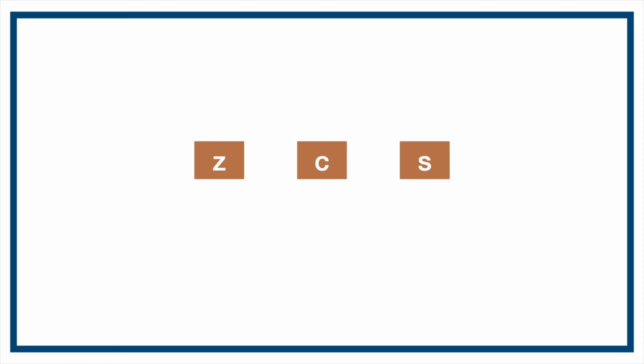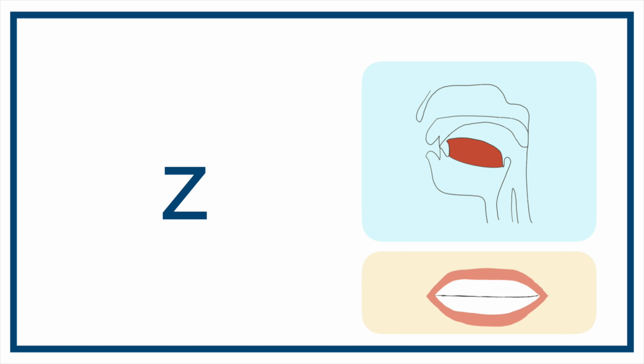The fourth group is pronounced with your teeth. The first one is z. To pronounce it, first open your lips and close your teeth. Block the air by putting your tongue on your teeth. Then open your teeth and let the air escape. Z, z, za, za.